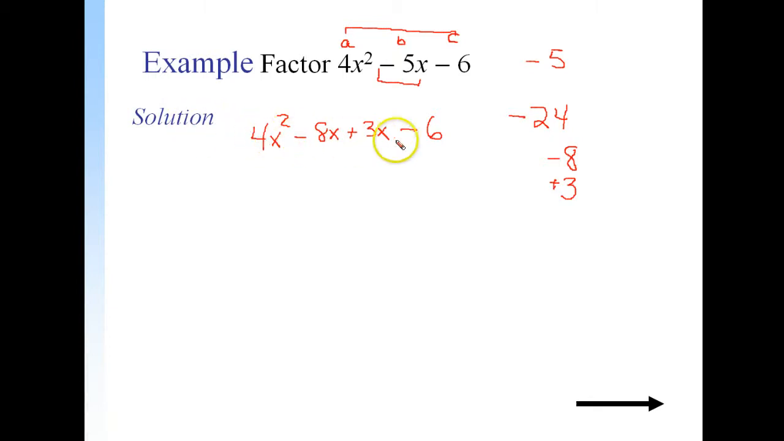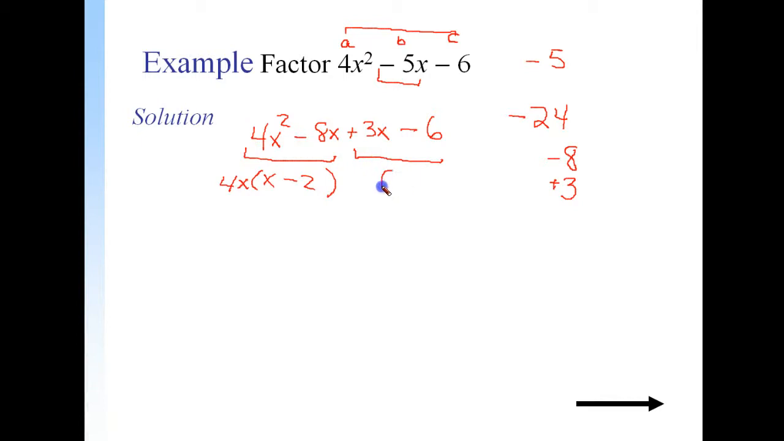But now I have a 4-term expression. And how do we factor a 4-term expression? We factor it through grouping. So we're going to group these 2 terms and these 2 terms and factor it like we did earlier in chapter 5. Now I can take a 4x out of here, and I'm left with an x minus 2 out of these first 2 terms.